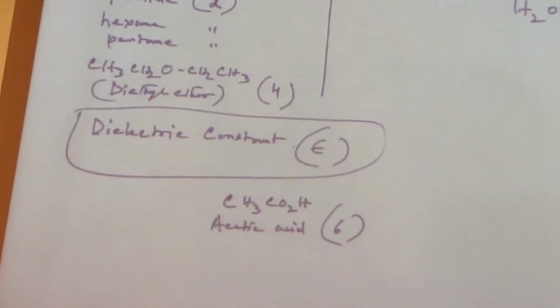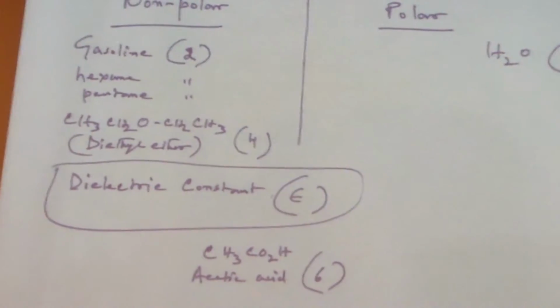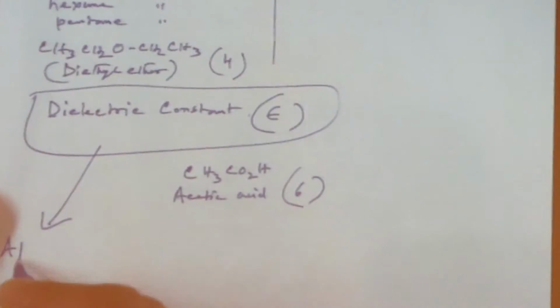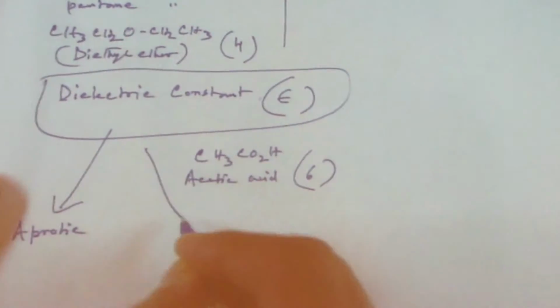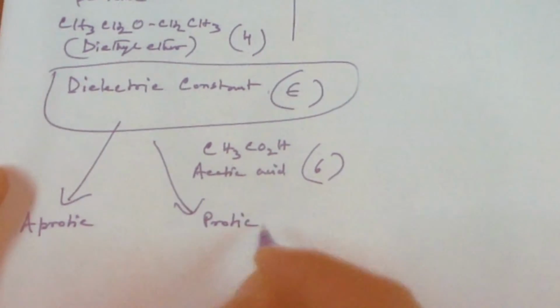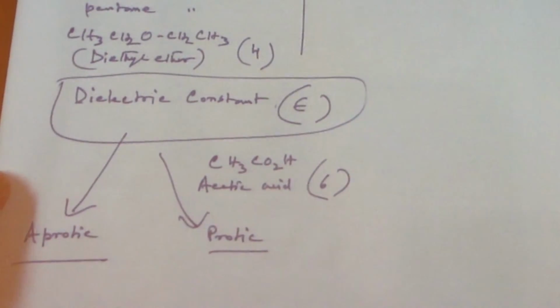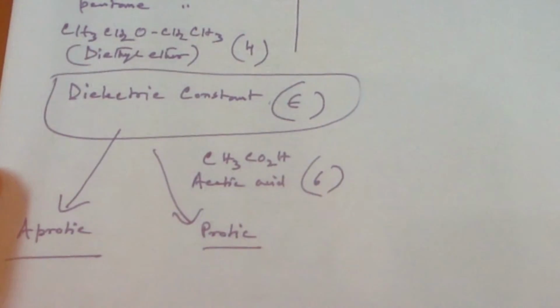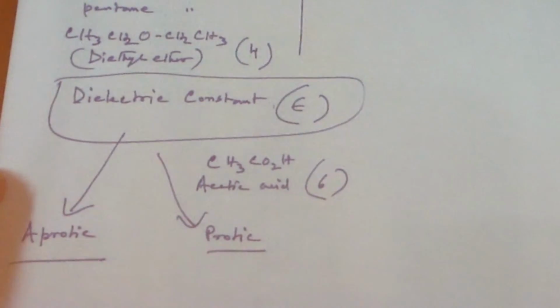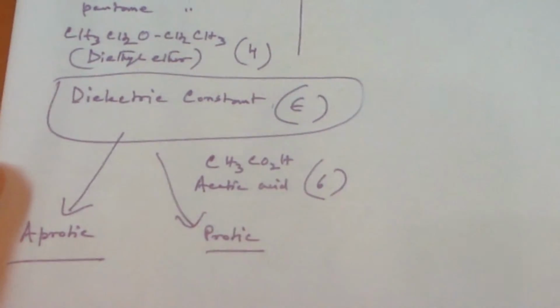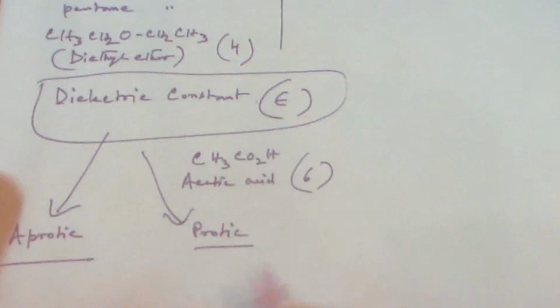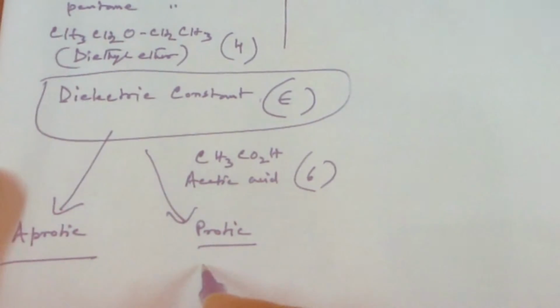Now, again, another division is done, which we call protic or aprotic. In the case of non-polar solvents, most of them are actually aprotic solvents. So all the ones that I discussed, like gasoline, hexane, pentane, diethyl ether, gasoline being a mixture of a bunch of hydrocarbons, are all aprotic, non-polar solvents. Whereas acetic acid is an example of a protic non-polar solvent.